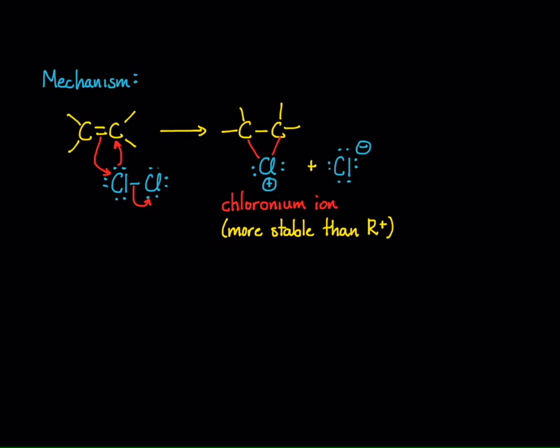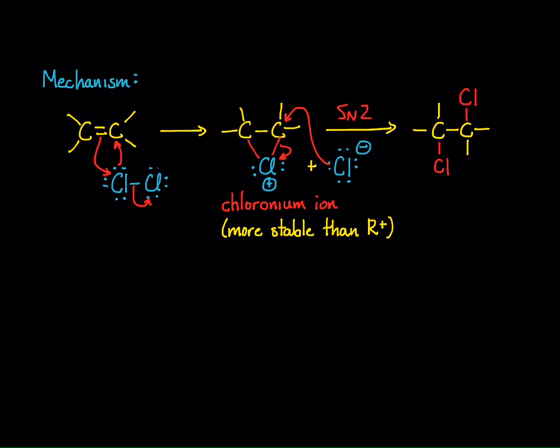So again, when we are adding HX, we couldn't stabilize anything because the hydrogen can't have any more than two electrons around it. But now with a halogen, we can stabilize it. So the next step is the chloride then undergoes a simple substitution reaction, an SN2 type of substitution reaction. It attacks one of the carbons and displaces that carbon-chlorine bond. And we end up getting two chlorines adding across the double bond, a vicinal dichloride in this particular case, in general a vicinal dihalide.